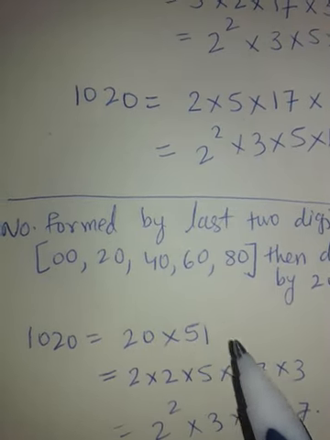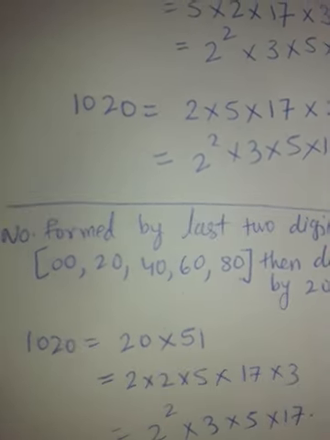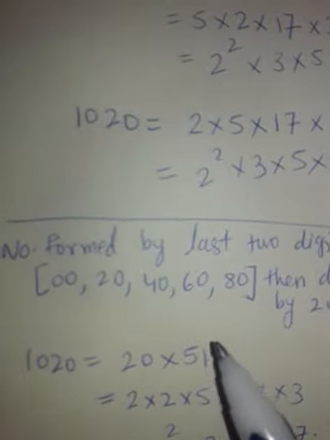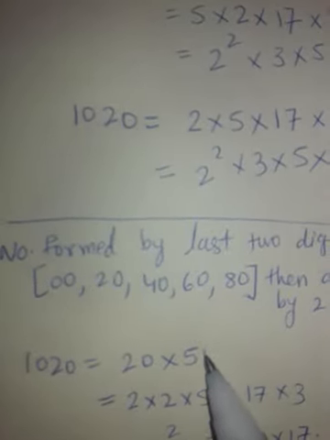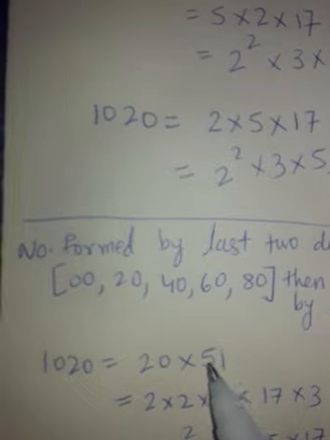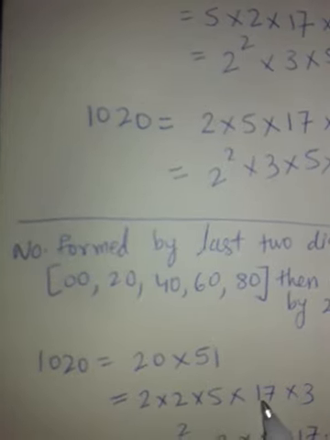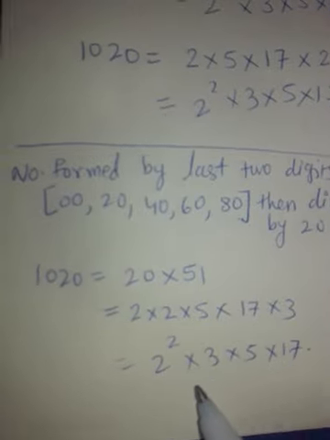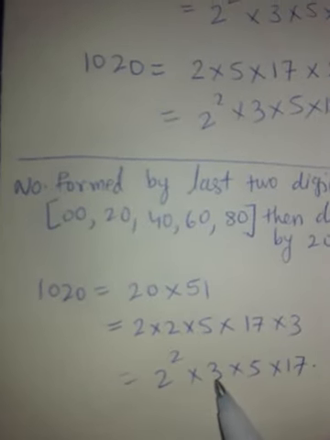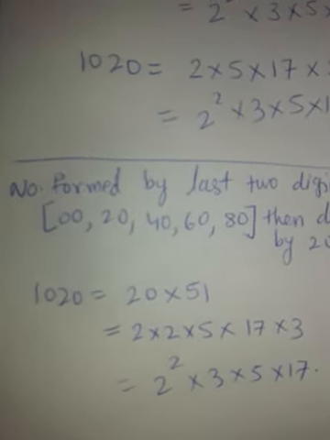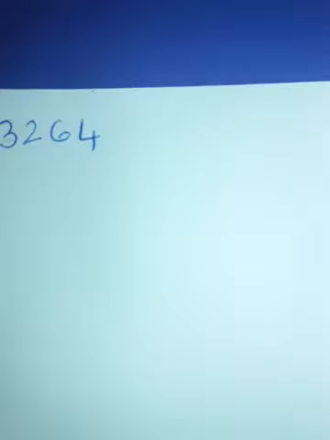Now 51. 17 3s are 51. But if you forgot the table of 17, what you can do is 5 plus 1 is 6. So this is divisible by 3. When I divide it by 3, I get the number 17. So my factors are ready: 2 square into 3 into 5 into 17.